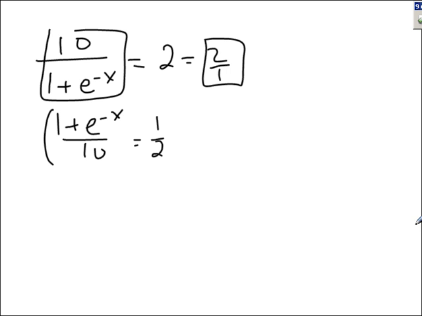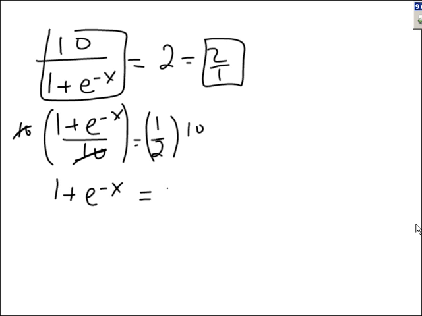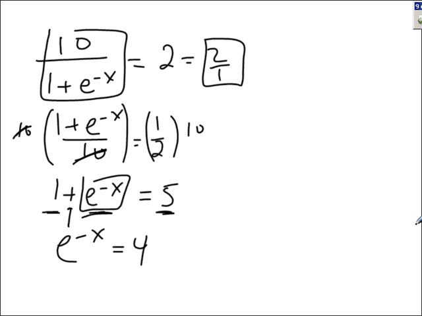If now I multiply by 10 on both sides, the 10 cancels out in the bottom left. That is, the left is just 1 plus e to the minus x, and the right-hand side is 5. Well, this must be 4, since 1 plus 4 is 5. So e to the minus x is 4. Now this is what we want to solve.